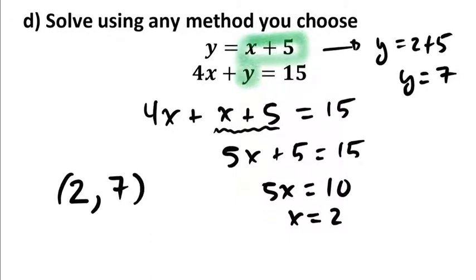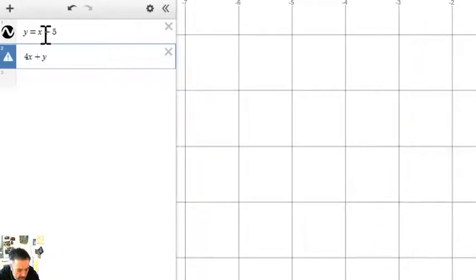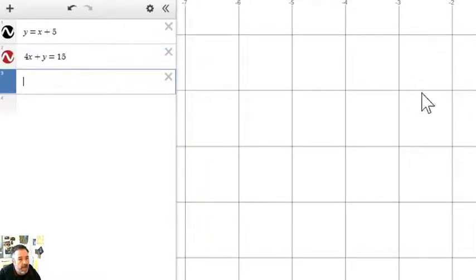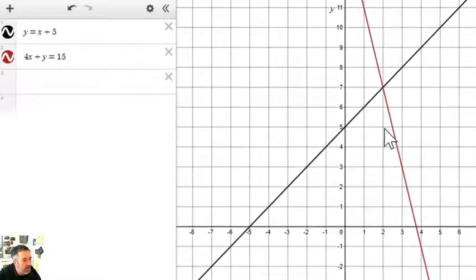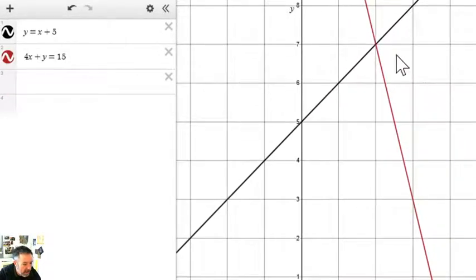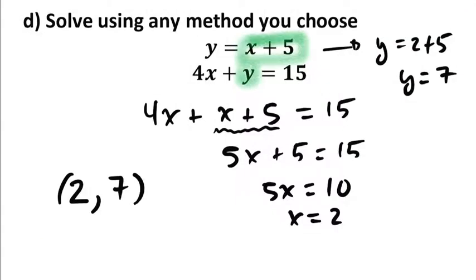And I see no reason why I would want to go through and catch all my errors and not check this one too. So let's look at this in Desmos also. Y is x plus 5, and the other one is 4x plus y is 15. Oops, 15. And there we go, but I need to zoom out a lot. Okay, here's something, and zoom in, and I can see that I have found a solution right here where x is 2 and y is 7. That's exactly what we found, right? We found that x would be 2 and y would be 7.